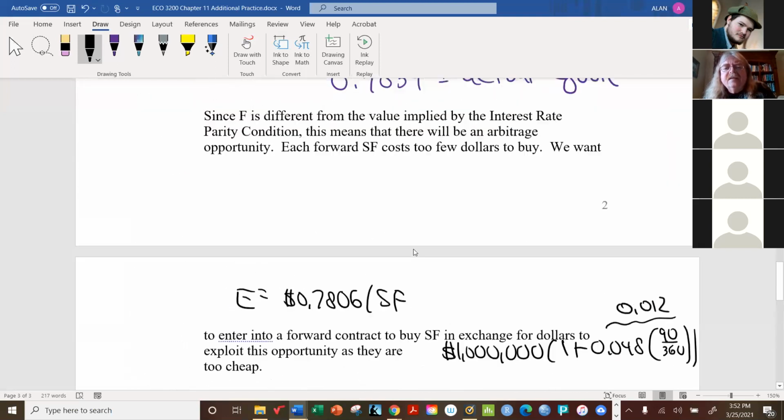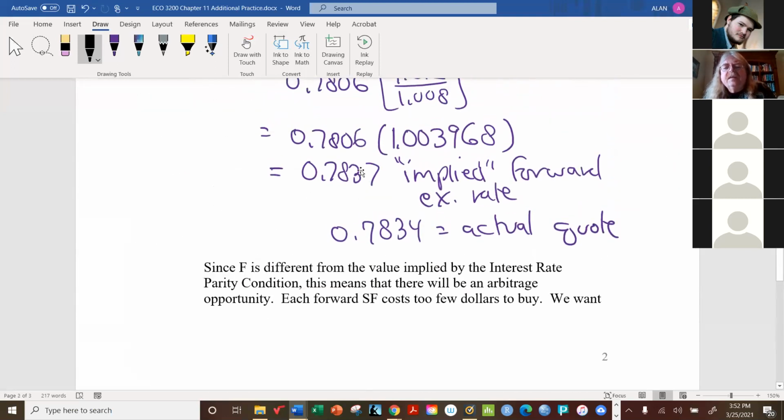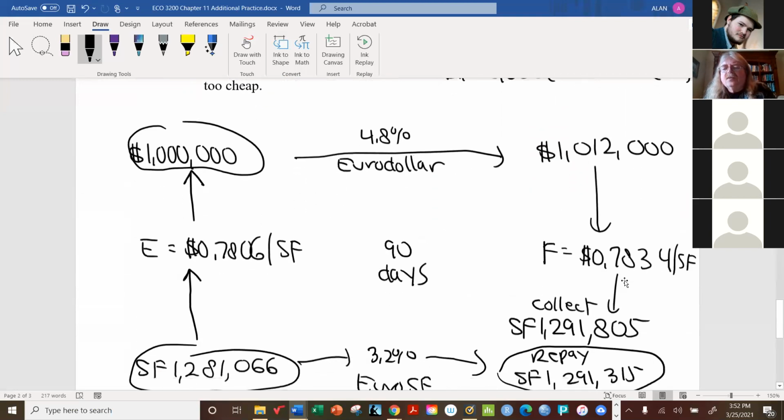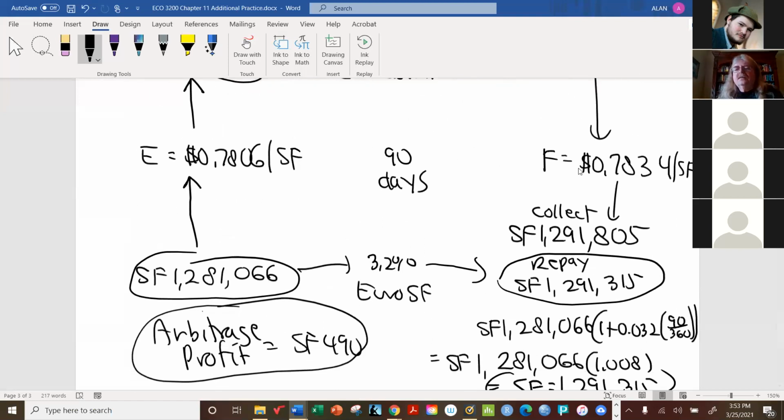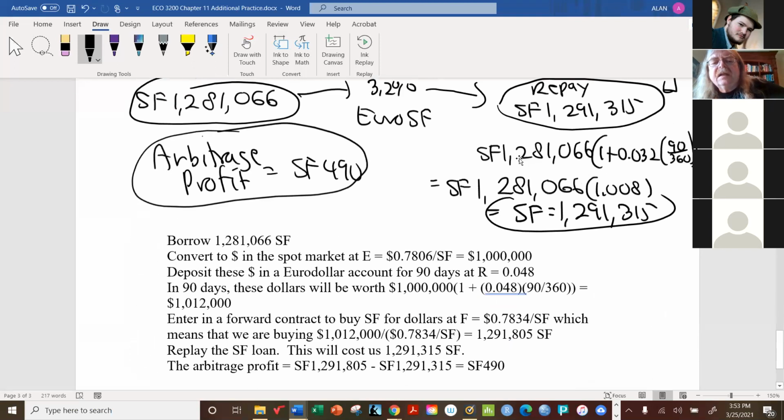Now, you could show that if the implied forward exchange rate was the actual exchange rate, in other words, if we replace this with 7834, these two numbers, except for possibly rounding differences, would have been the same number, and we would have made no money. If F is at its correct level, the amount we collect would be exactly the right amount to repay the loan, and we would simply break even. So that's how that works.